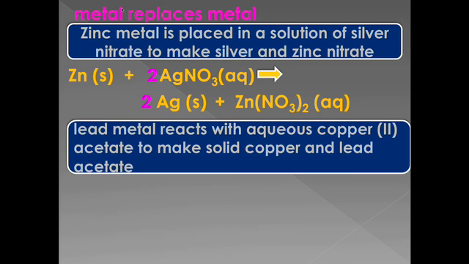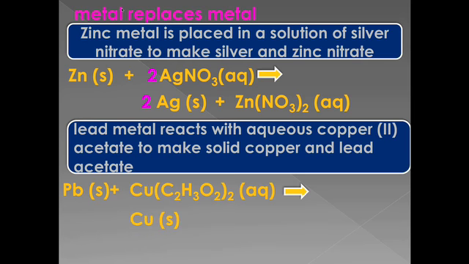Lead metal reacts with aqueous copper 2 acetate to make solid copper and lead acetate. So I have lead by itself, I have copper acetate, and I've done my crossover. That's going to make copper. And look, now copper's by itself, and lead is with the acetate, and again I did the crossover. So this is actually already balanced, so I don't have to do anything to that. But again I can recognize it because I have lead by itself, and then I have a compound, and then lead got into the compound and took something out, and so that makes it a single replacement.